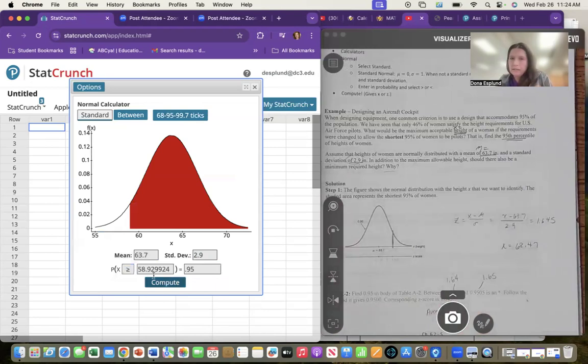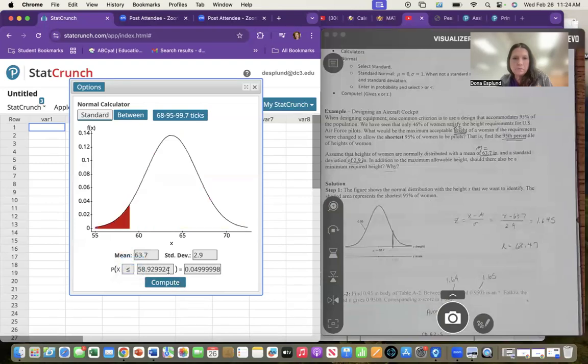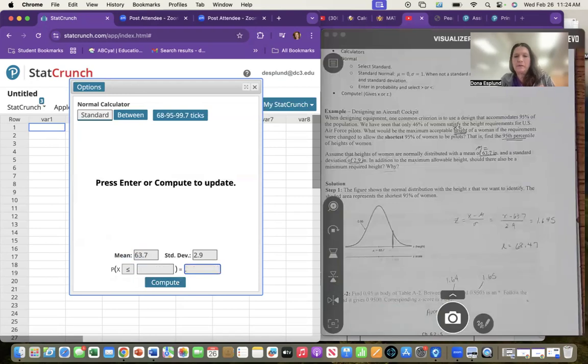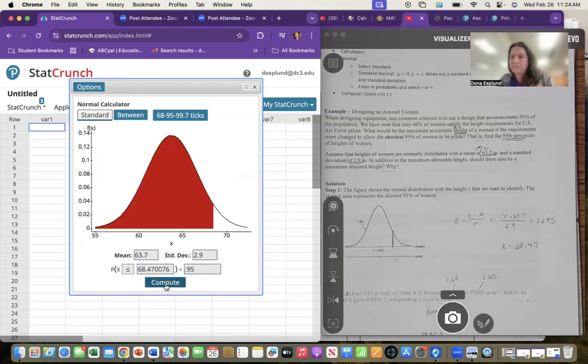So in this case, if I were to change that to less than and compute, I'm going to say that I want the values, anyone that's going to fall from 0 to the 95th percentile. And that means that I'm going to have those values for X that are less than that. And that means that all the values of 68.47 inches, I assume it's inches, would fall into those categories. So my answer for X is 68.47.